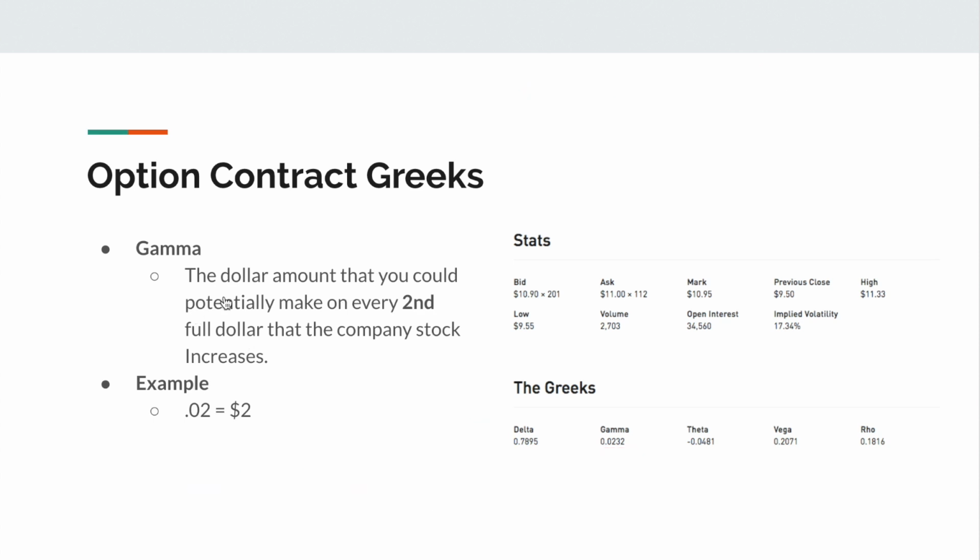So again, gamma is the dollar amount that you could potentially make on every second full dollar move that the company stock increases. I'm sorry, I should have said increases or decreases, depending on calls or puts, depending on which one you're playing.